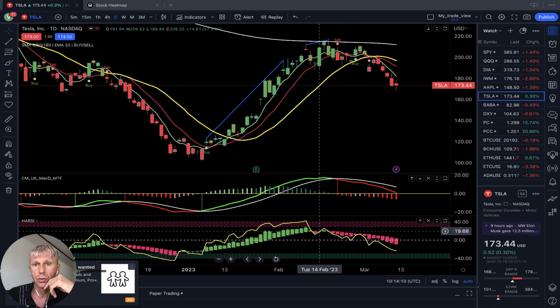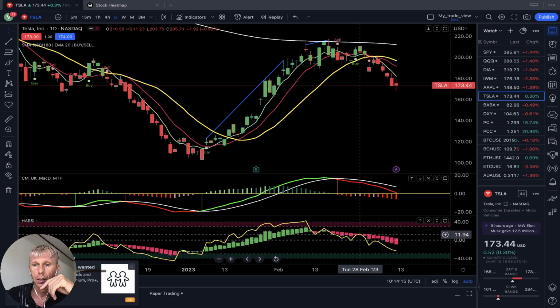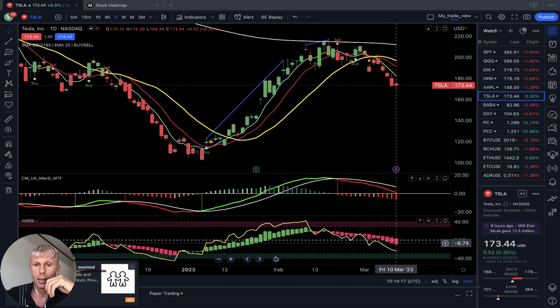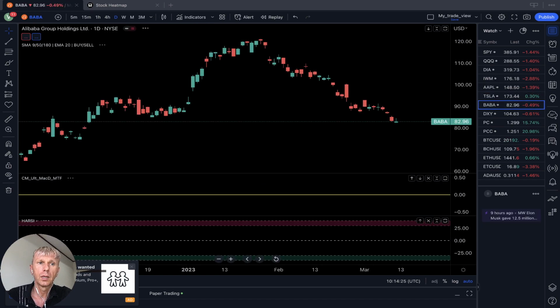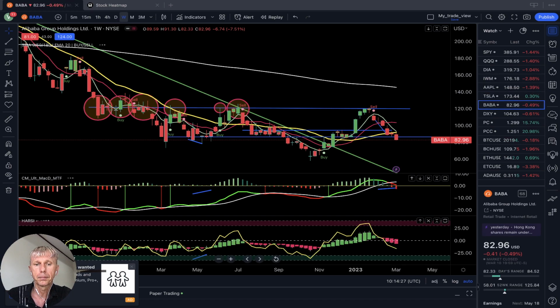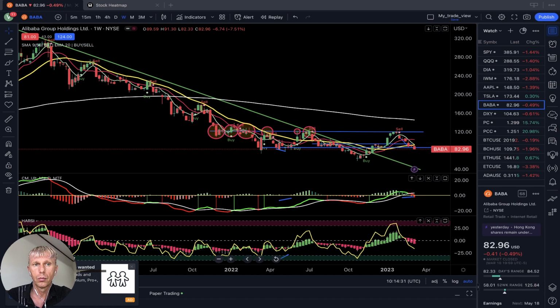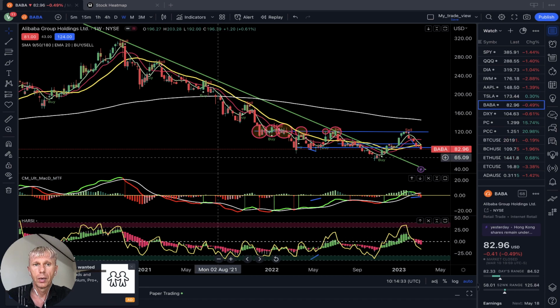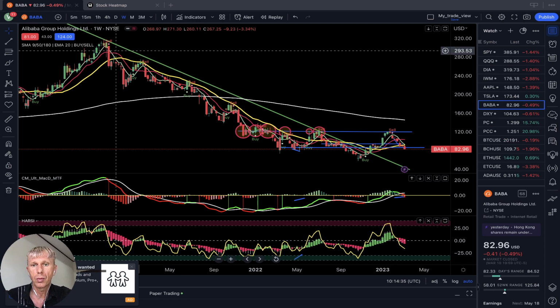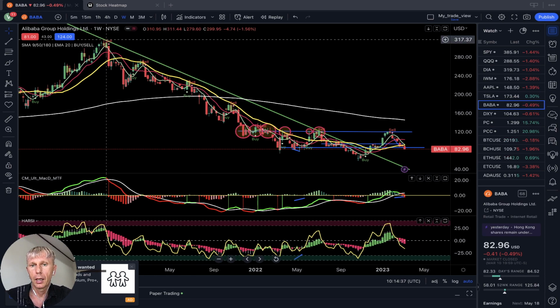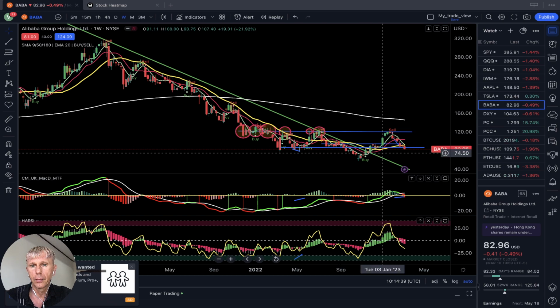Heikin-Ashi was bearish. You see, even on the Heikin-Ashi it was red, bearish. Still a bearish trend below the zero line, in bearish territory. On the daily time frame, it's still bearish for Tesla. Let's move to BABA, weekly time frame, Alibaba Group. Let me minimize it to show you the major trend line. The major trend line started from the top of the market, and it's still bearish.